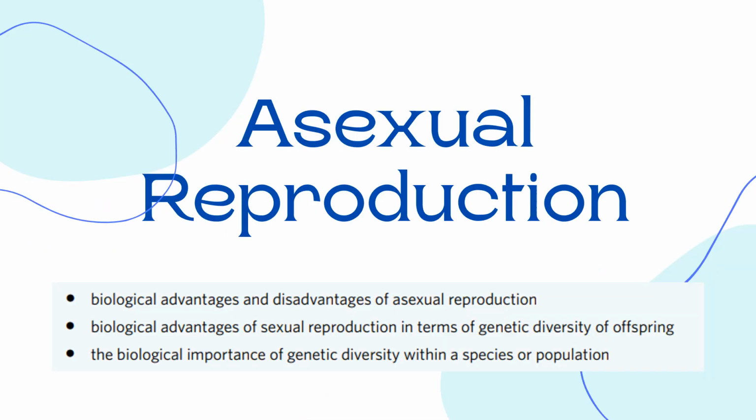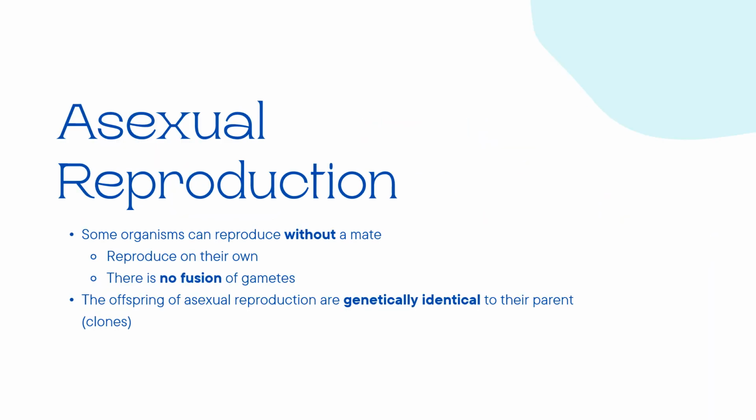Now we're going to look at asexual reproduction, and so as we go through this, I also want you thinking about the biological advantages and disadvantages of each type of asexual reproduction. Firstly, what is asexual reproduction? It is when an organism can reproduce without a mate, so they reproduce on their own. There is no fusion of gametes, and all offspring that are produced as a result of asexual reproduction are genetically identical to their parent, so we call them clones. So there is no recombination of chromosomes. It is simply the parent producing offspring that is genetically completely identical to them.